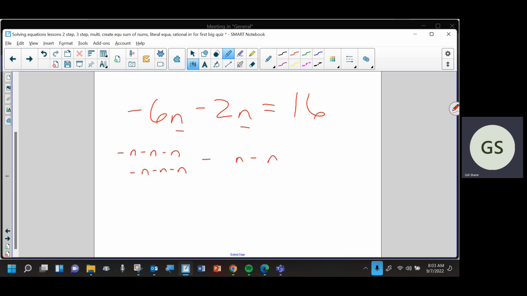So if I have all of these negative n's, again, I can think of it as 6 negative n's. I'm in debt 6 n's. I owe somebody 6 n's. Question? Let me finish this real quick. So if I am in debt, I'm still in debt. It's still a negative number. Logan, if I owe you 6 n's, negative means you are in debt.